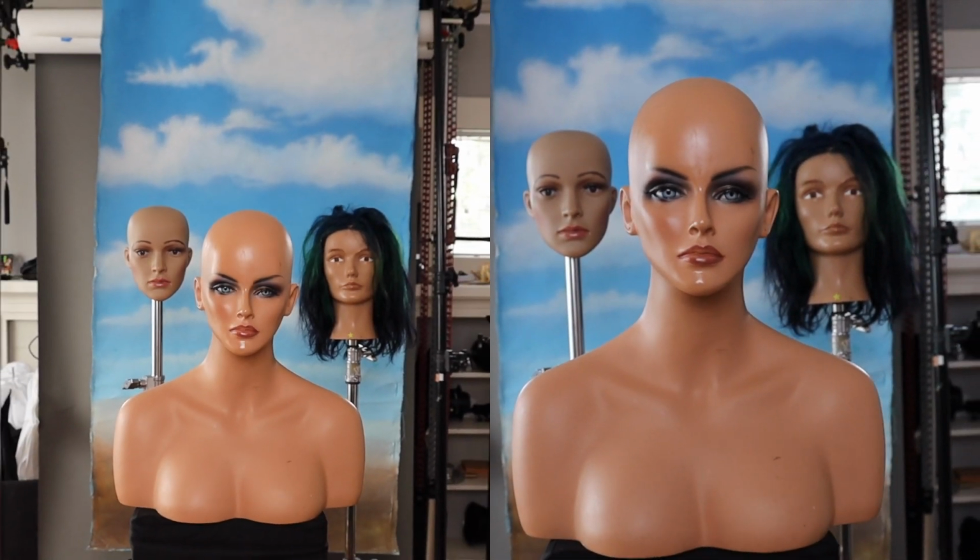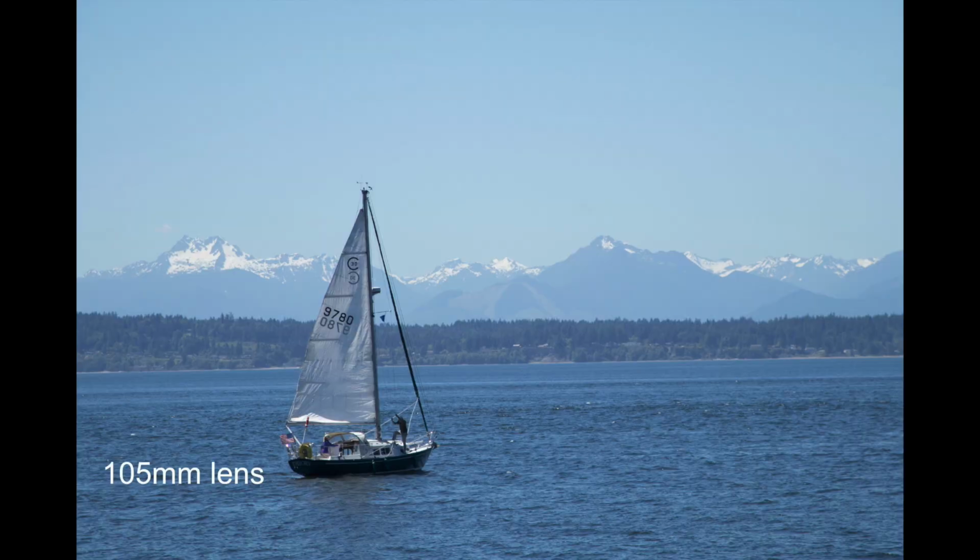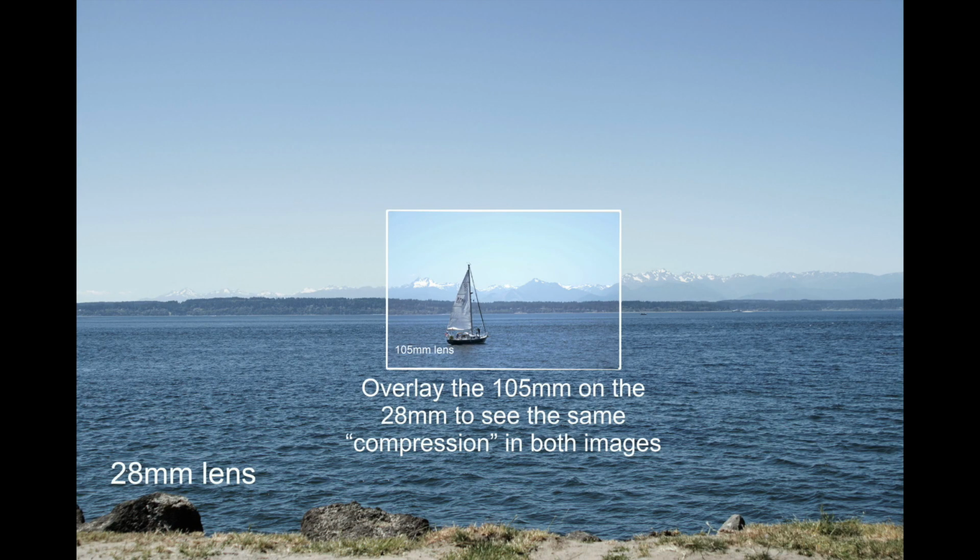This doesn't only apply to portraits and people photos. Here is a sailboat out on the Puget Sound. The first image was made at 28mm with the boat being small in the scene. In this situation, I couldn't get physically closer to the sailboat, so I used a longer lens, 105mm, to bring the boat in closer. The boat now takes up more of the frame, but the relationship between the boat and the mountains in the background remains the same, as you can see when the two images are overlaid on each other.